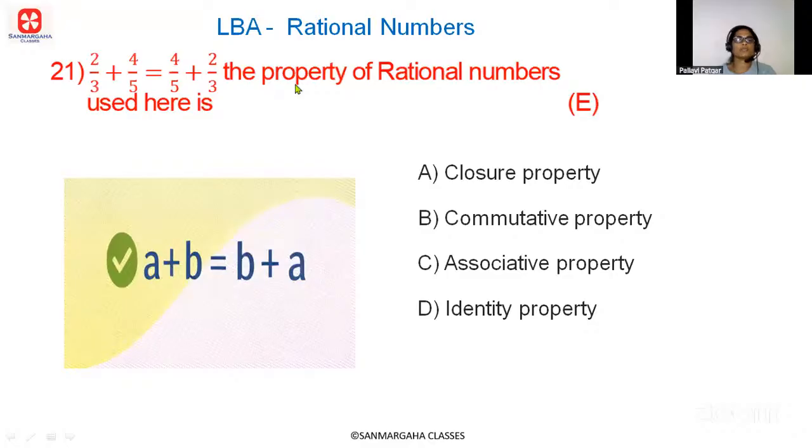In the rational number chapter, look at question number 21. 2 by 3 plus 4 by 5 is equal to 4 by 5 plus 2 by 3. The property of rational numbers used here is option A, closure property, option B, commutative property, option C, associative property, option D, identity property.